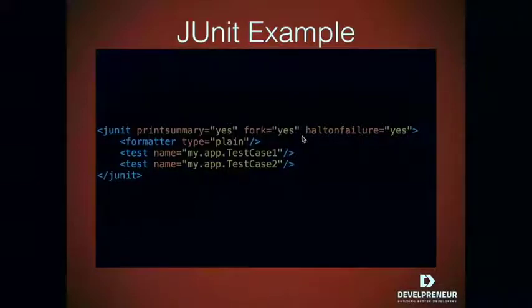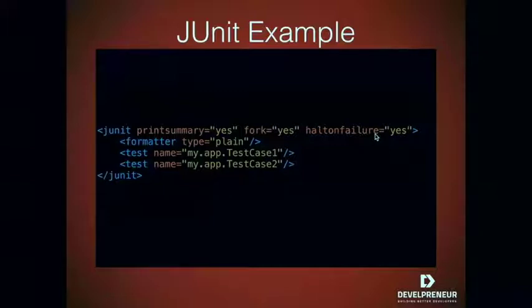It has forking, so it allows you to actually run, if you're going to run a whole bunch of different tests, like in this case, I've got 2 different tests. If you allow it to fork, it's going to actually launch 2 separate JVMs, run both of them, and get the responses back. Halt on failure is exactly what you would expect. If you get a failed test, then it's going to stop.